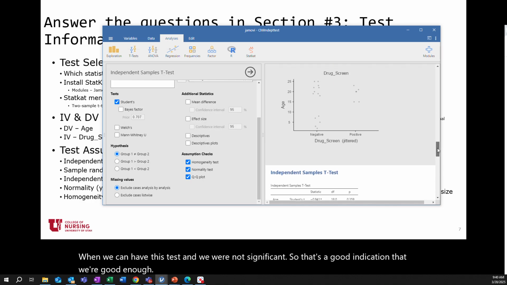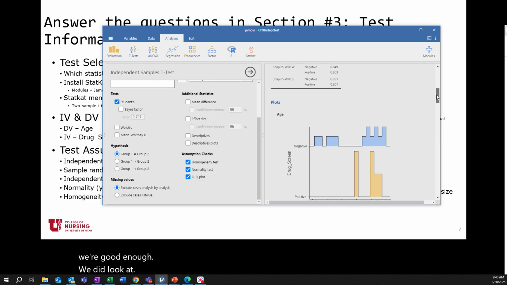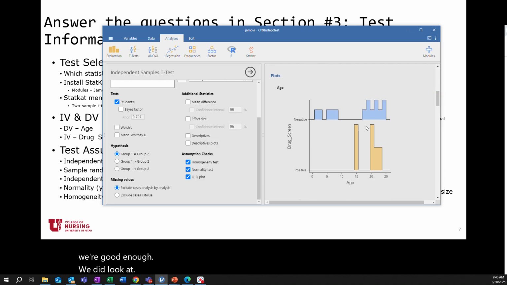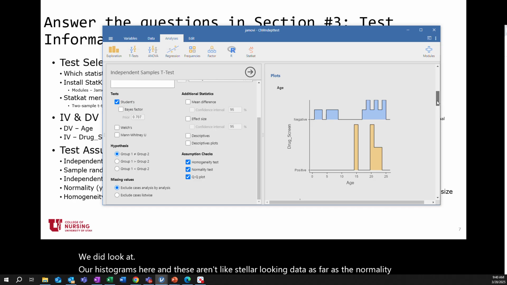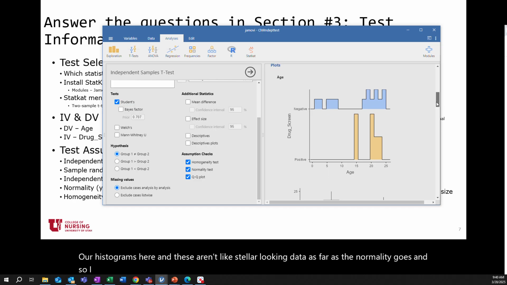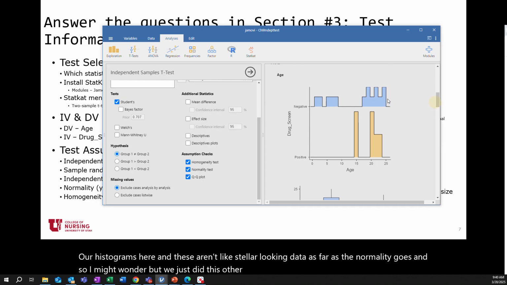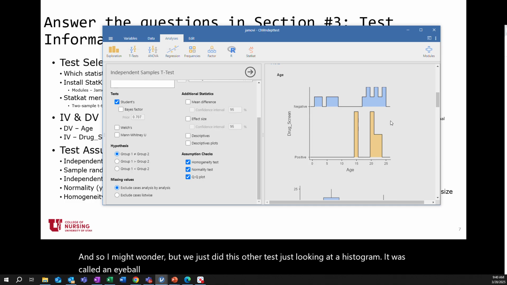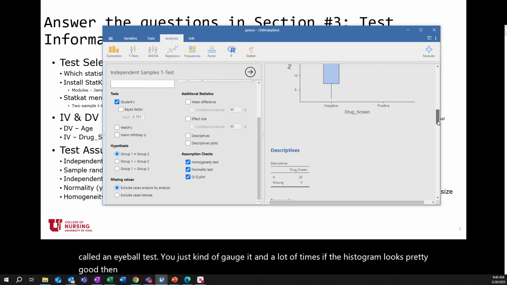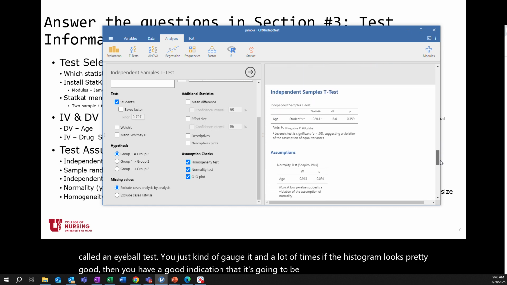We did look at our histograms here, and these aren't like stellar looking data as far as normality goes. And so, I might wonder, but we just did this other test. Just looking at a histogram was called an eyeball test. You just kind of gauge it. And a lot of times if the histogram looks pretty good, then you have a good indication that it's going to be okay.